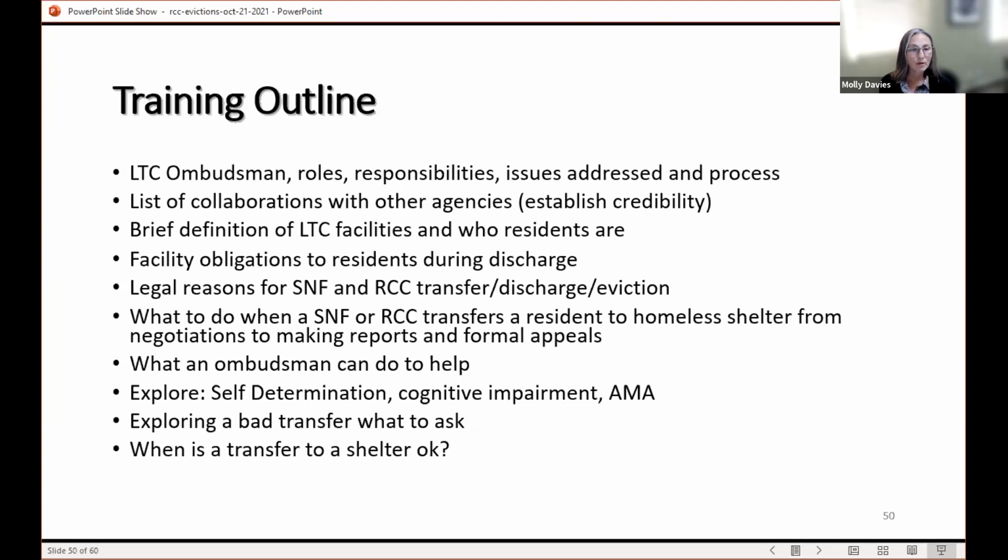We talked about the facility obligations to residents during discharge, outlined the legal reasons for both skilled nursing facilities and residential care communities, transfer discharge reasons, and then what to do if a facility transfers a resident to the shelter, from something as simple as how to negotiate the person back in, to making formal reports and appeals, including referrals to the Ombudsman program. When in doubt, refer to the Ombudsman program or call us and consult with us was our messaging. We explored things like self-determination, cognitive impairment, and again, leaving against medical advice.